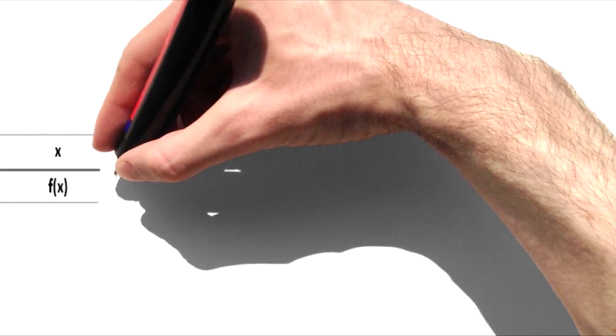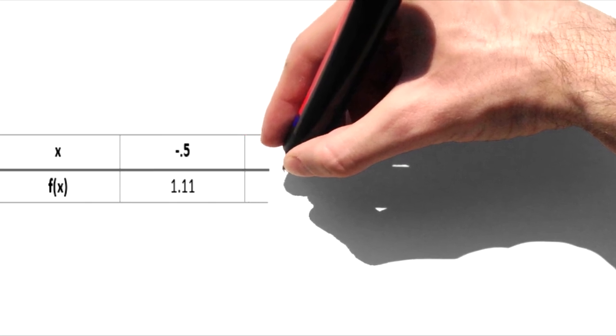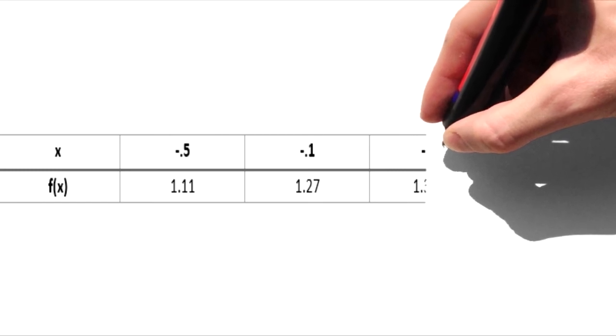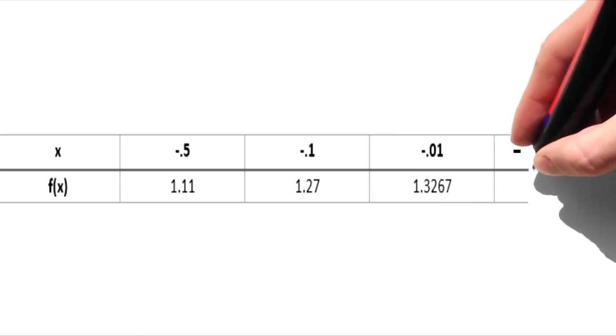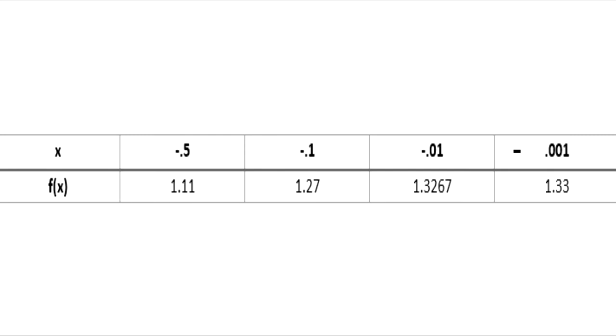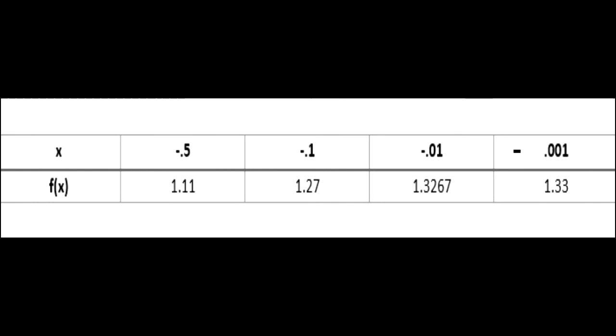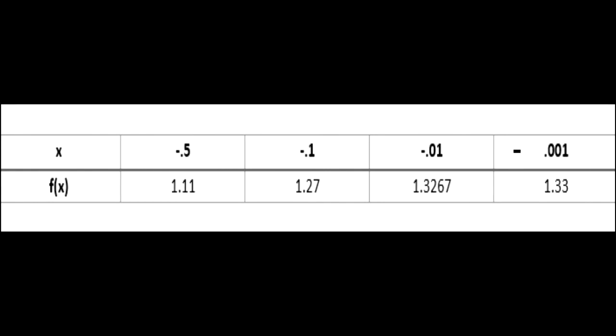So now using a table of values, we're going to be using the same x values that we used in the first two examples, which are negative 0.5, negative 0.1, negative 0.01, and negative 0.001. For x value negative 0.5, we get 1.11. Next is negative 0.1, substituted and we get 1.27. Next is negative 0.01, substituted in the function we get 1.3267. Lastly, negative 0.001, we get 1.33, which is also 4 thirds in fraction.